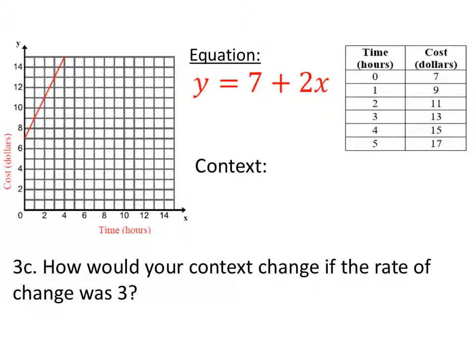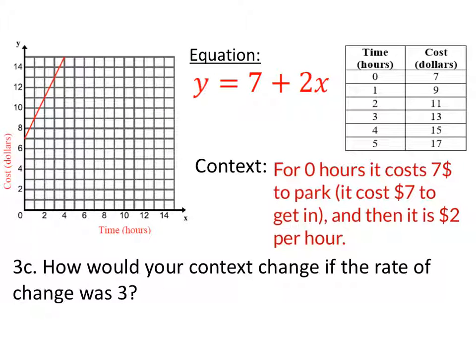So we did part A and B by answering the rate of change in the y-intercept and starting values. Part C, how would your context change if the rate of change was 3? In the context that we had, a rate of change at $2 per hour, this one's saying the rate of change now is 3. So instead of it being $2 per hour, this would change into a $3 per hour.